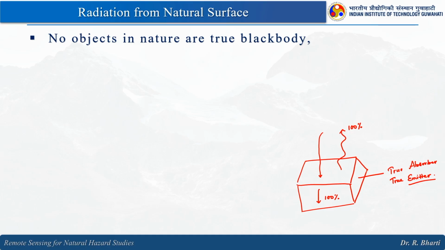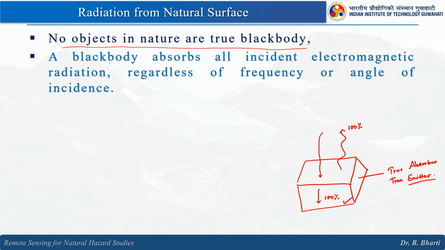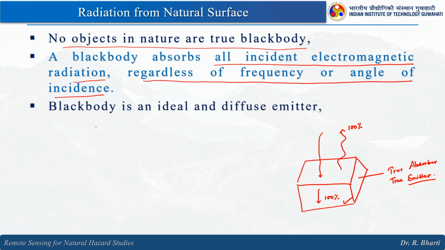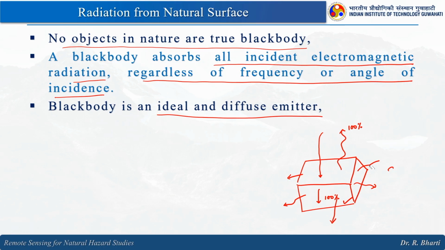So, both are 100%, but no object in nature is a true black body. This is a theoretical concept. A black body absorbs all incident electromagnetic radiation regardless of frequency or angle of incidence, and it is an ideal and diffused emitter. So, it will emit equally in all directions, right. But the emitted energy will be 100%. So, that is the nature of the black body.